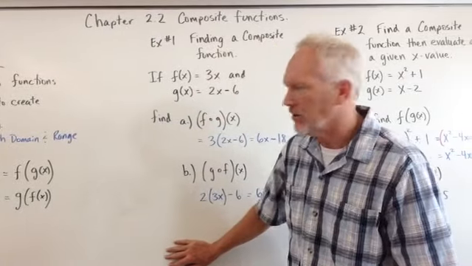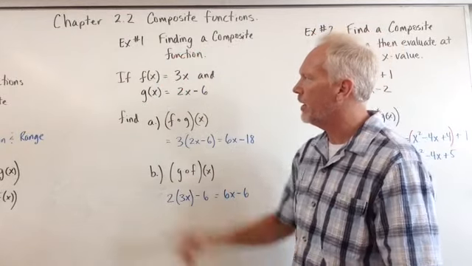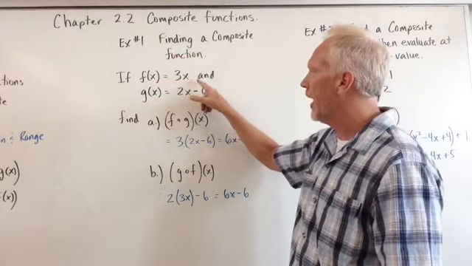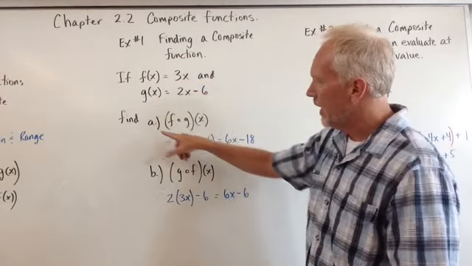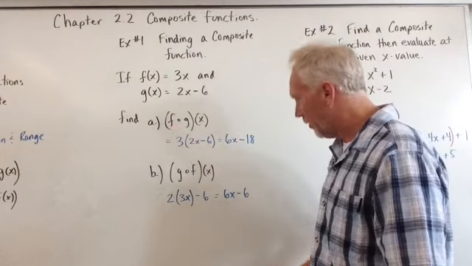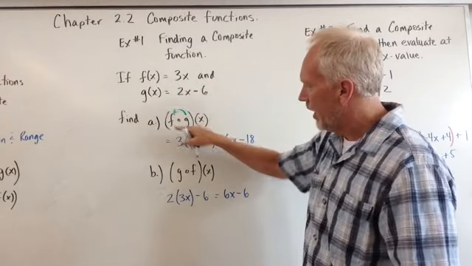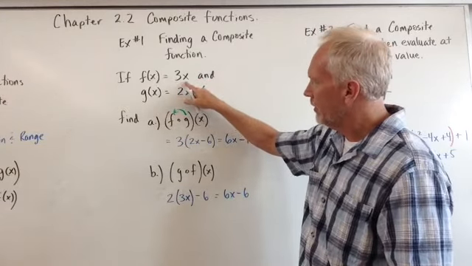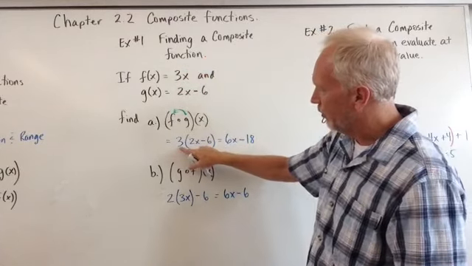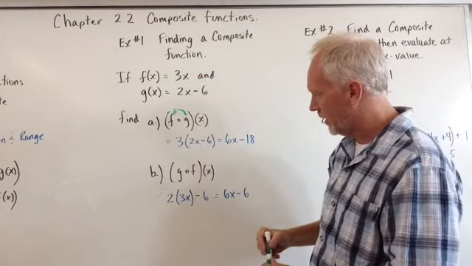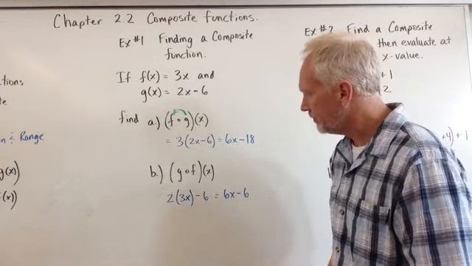And let's look at an example. Example number 1. It says, find a composite function if f of x is equal to 3x and g of x is equal to 2x minus 6. A, f of g of x. Again, we are putting g into f. So here's f, and we're going to put this whole function right here into that x. So 3 times 2x minus 6. We distribute the 3, we get 6x minus 18.